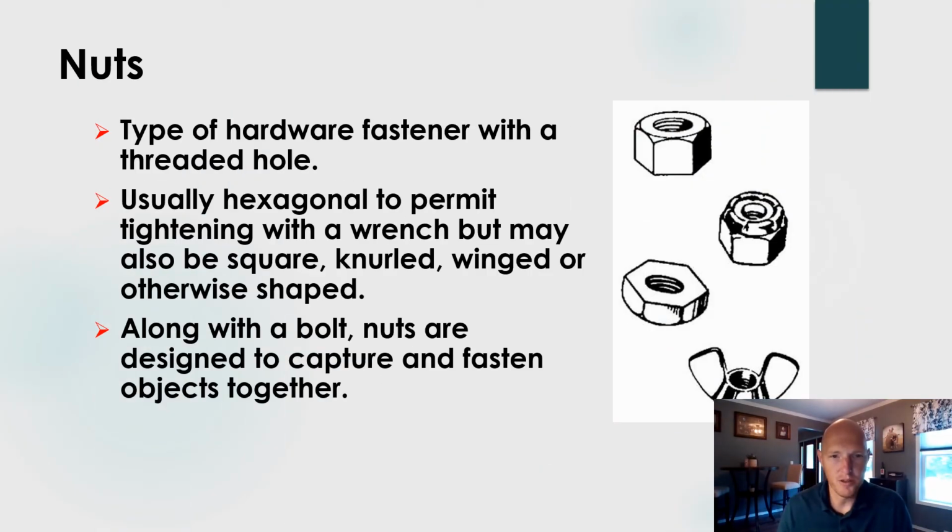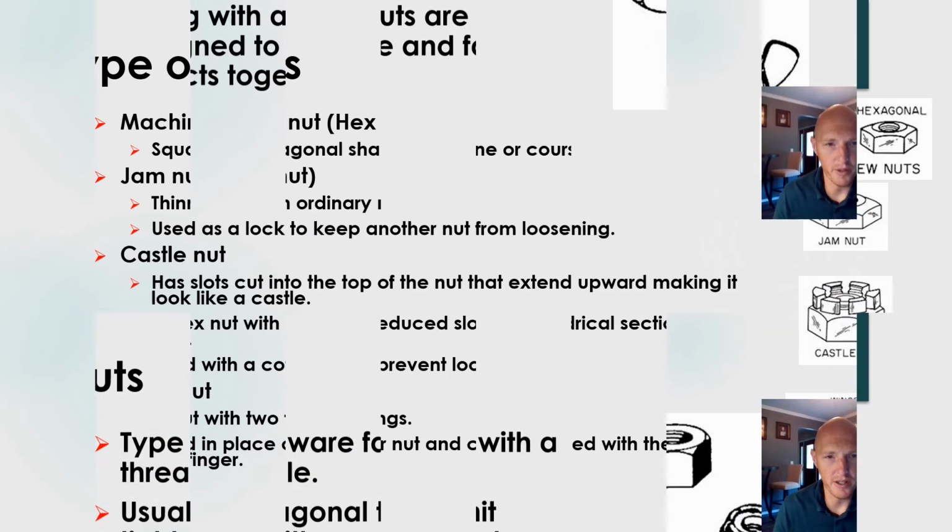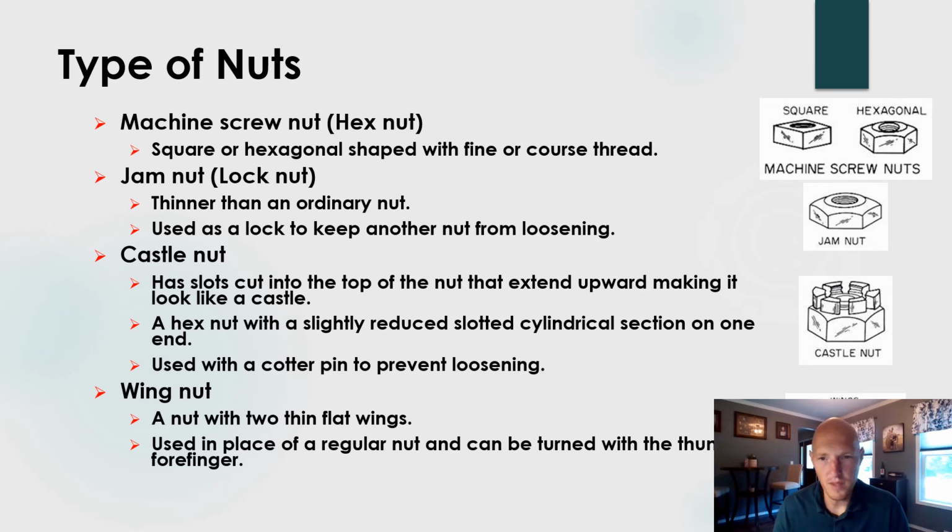Nuts are typically used to thread onto bolts or machine screws. So these are used to put objects together, to hold them together. And it's important that you have the same thread on the nut as you do on the bolt, otherwise they won't fit. So there are also different types of nuts that have different uses, again, depending on the application and the amount of force applied.